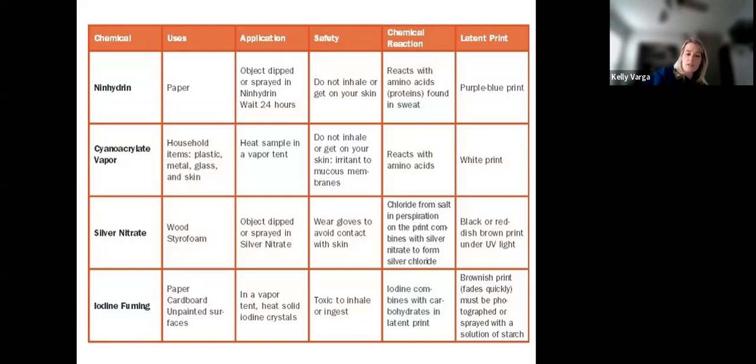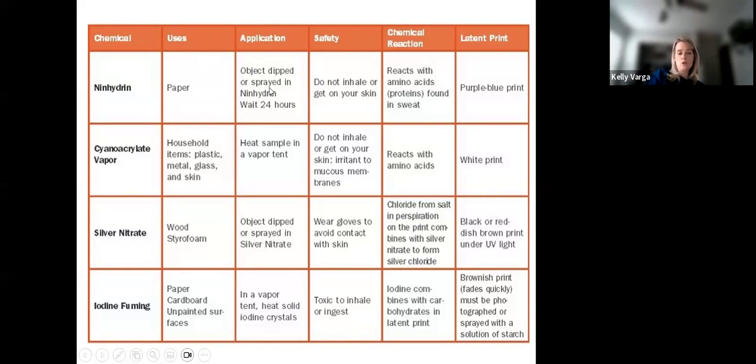So for the purposes here for the exam, I really liked this particular table that I found. But the three major ones are really... ninhydrin is going to be the major one that we are utilizing. It uses just basically paper. We would have done this in lab.